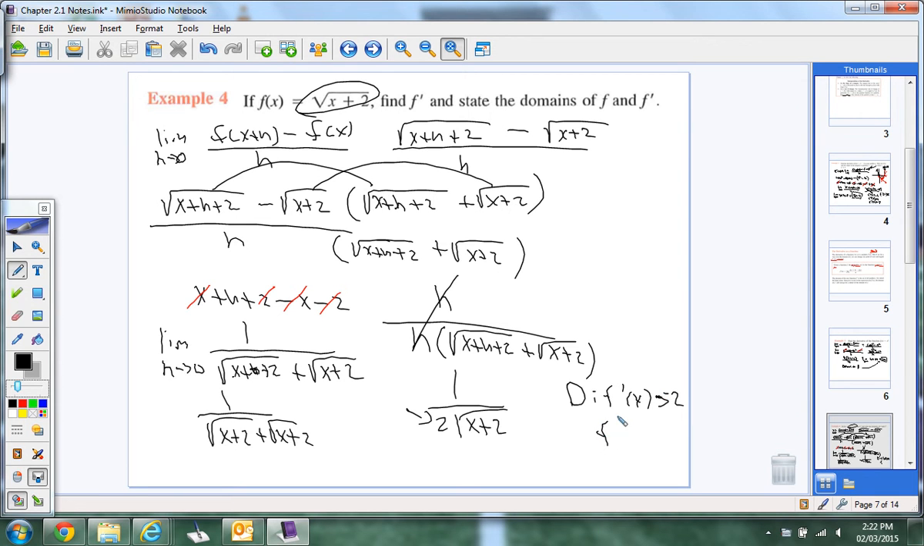So f of x is greater than or equal to negative 2. That's it. Sorry. This one's just f of x, not f prime. Man, these are really bad today. Sorry. Let's rewrite this. All right. Domain of f prime of x, x greater than negative 2. Domain of f of x, x greater than or equal to negative 2. Not much better, but oh well, I tried. Okay.